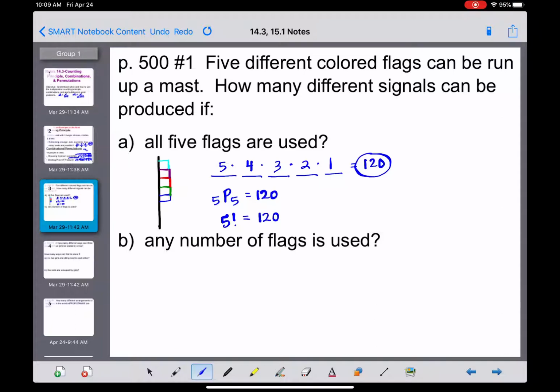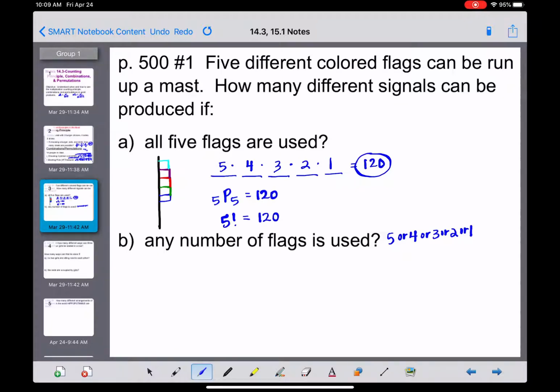Okay. So the next one says, how many different signals can be produced if any number of flags is used? I kind of alluded to this a moment ago, but that means we could use 5 flags, or we could use 4 flags, or 3, or 2, or 1. Now, could we use 0 flags? Well, no. Sometimes 0 is possible, but in this case, if we don't use a flag, then we're not going to have a signal, because we're trying to produce signals here. So 5 flags, or 4 flags, or 3, or 2, or 1.